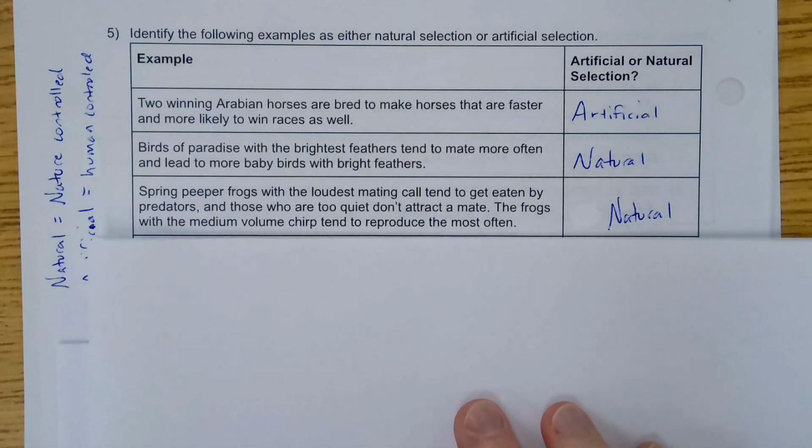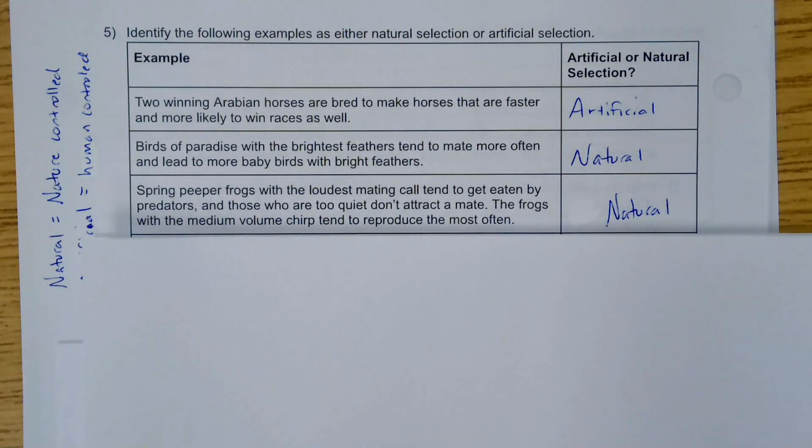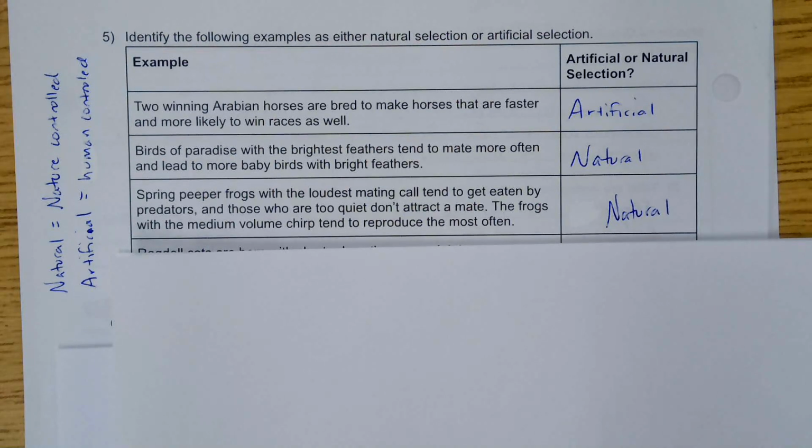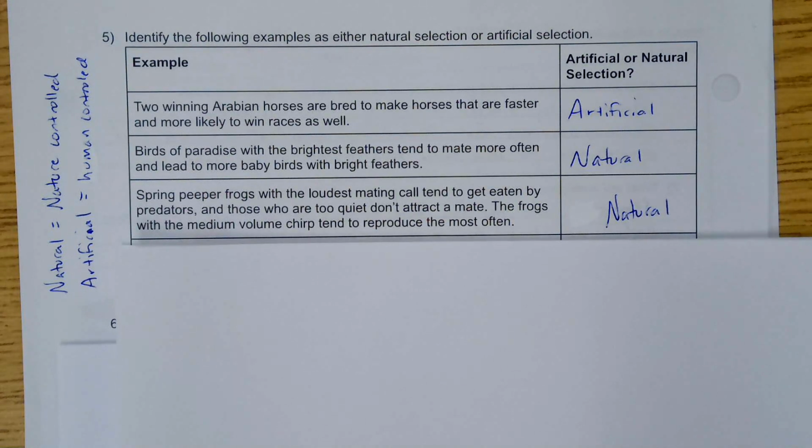Spring peeper frogs are the frogs you hear early in spring that are really loud. They're chirpy. You can sometimes hear them around ponds, and they sometimes live in bigger puddles. Spring peepers with the loudest mating call tend to get eaten by predators, and those who are too quiet don't attract a mate. The frogs with the medium volume chirp reproduce the most often. They're not getting eaten, and they're also not being ignored.